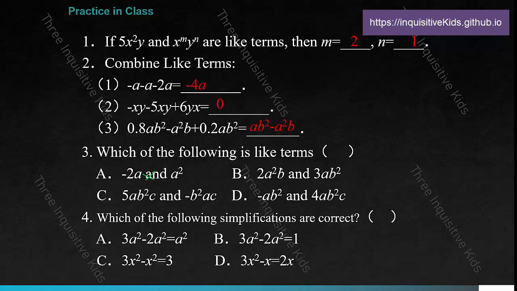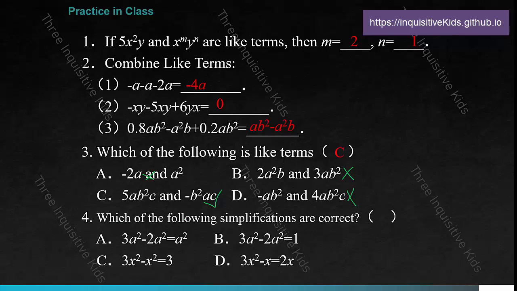B, 2a squared b and 3b squared. No, you cannot switch around the exponents. C. 5ab squared c and negative b squared ac. Actually, it is like terms. You can just switch these orders around and then it will be like terms. Remember, we're not going to fill in that blank yet because we still have to look at D. Negative ab squared and 4ab squared c are not like terms. So the answer would be C.